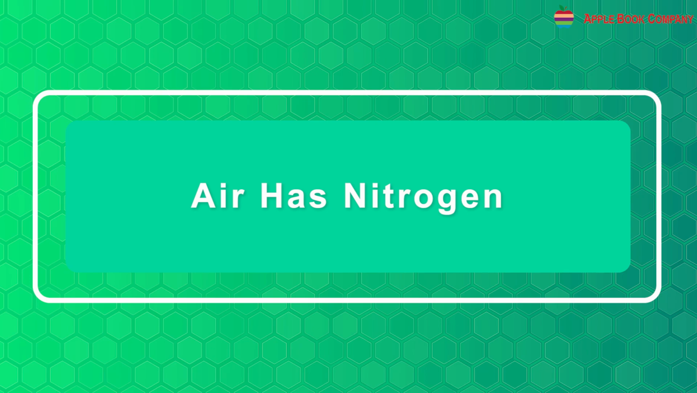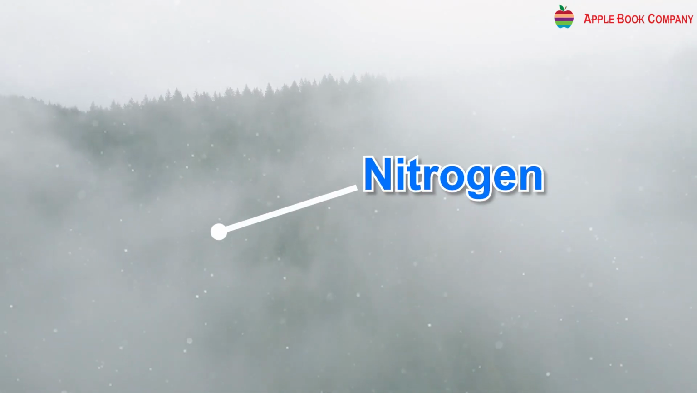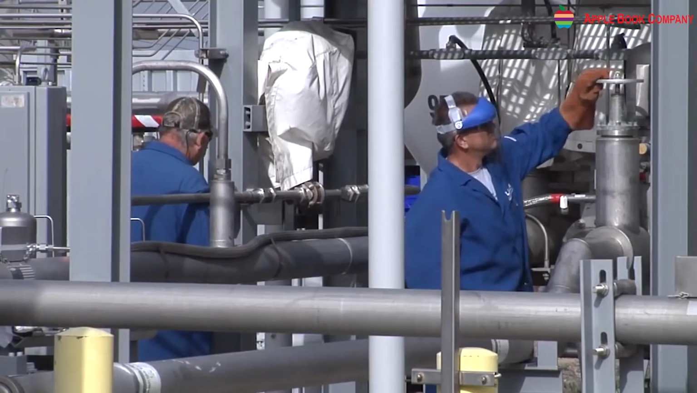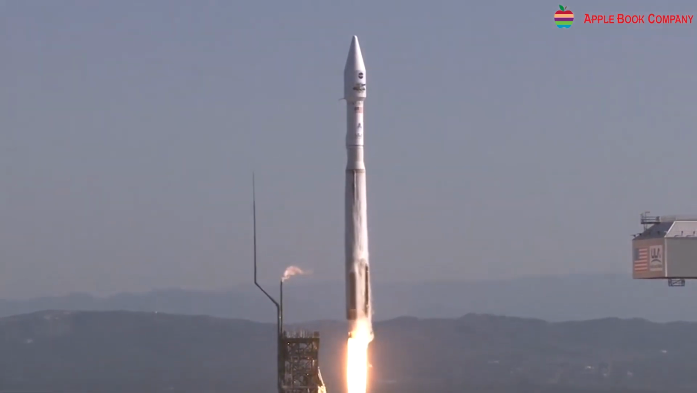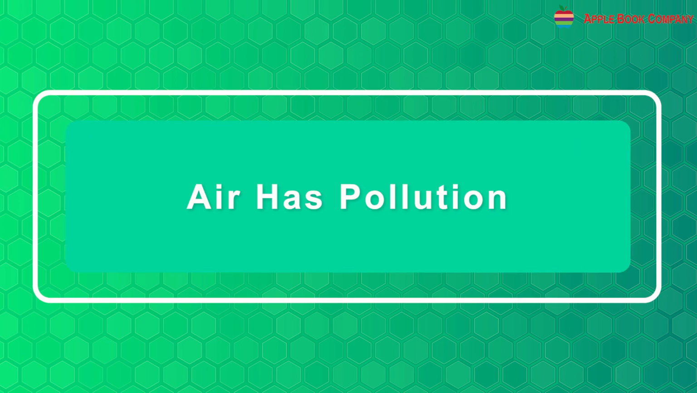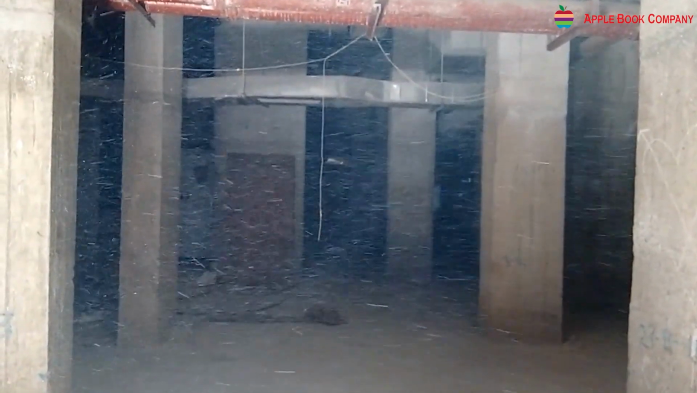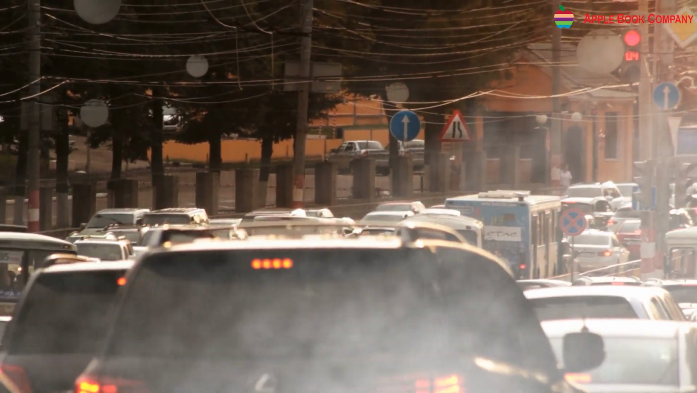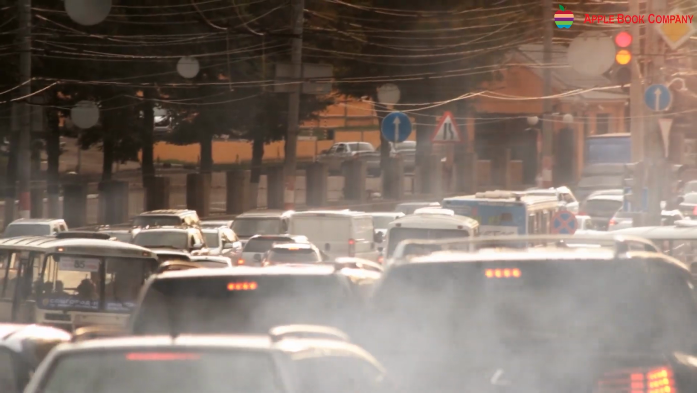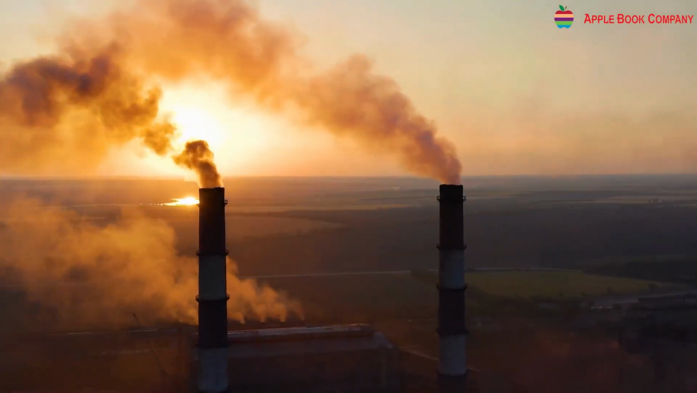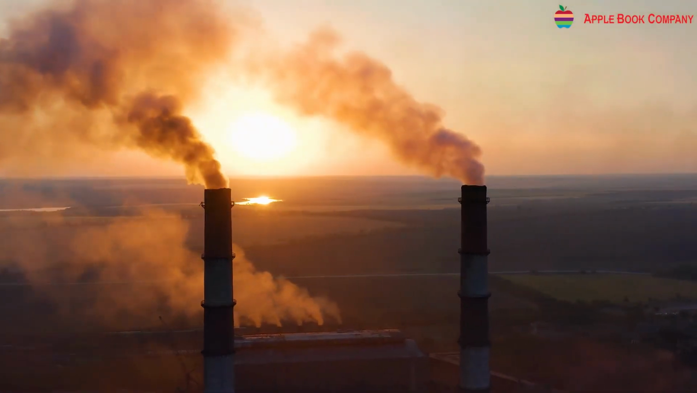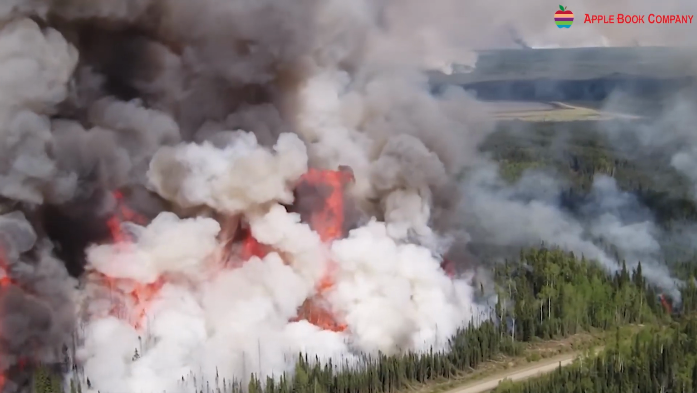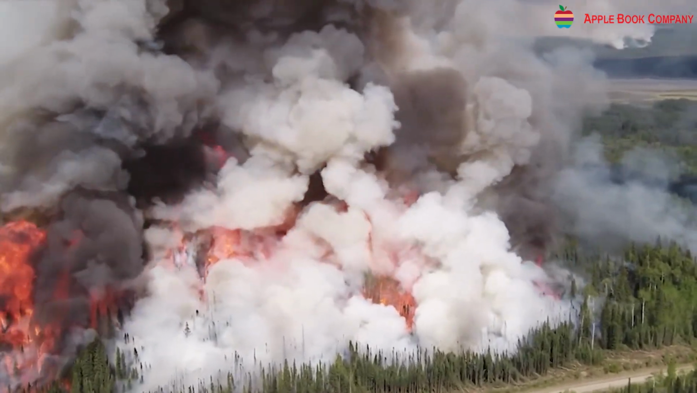Air has nitrogen. Air contains more nitrogen than any other gas. We use nitrogen as fuel for rockets. Air pollution. Dust and smoke are impurities present in the air. They are unwanted substances which make the air impure. These unwanted substances are called pollutants. When the air gets impure because of these pollutants, it is said to be polluted.